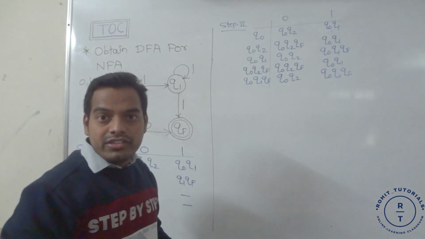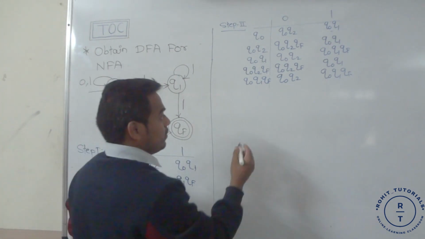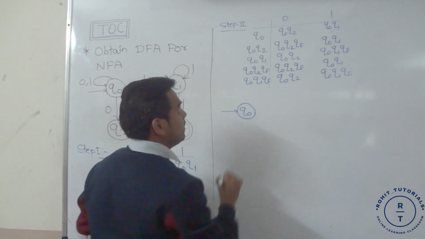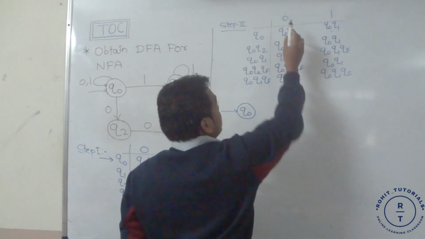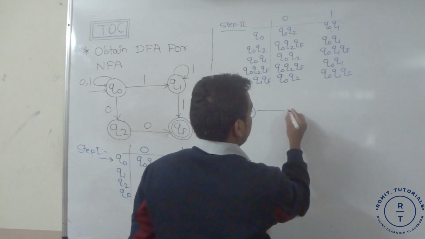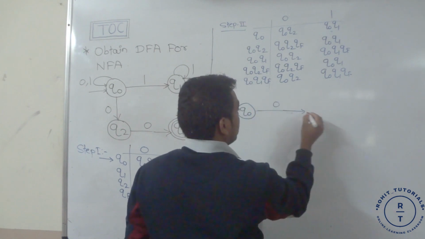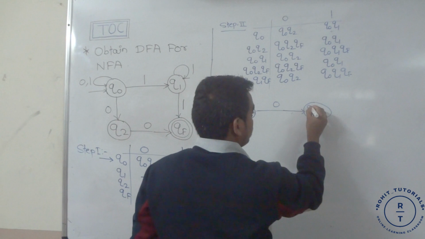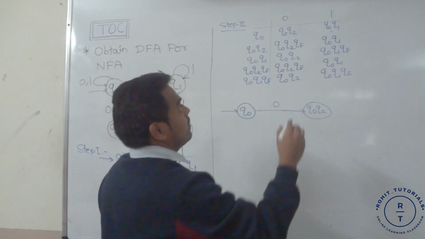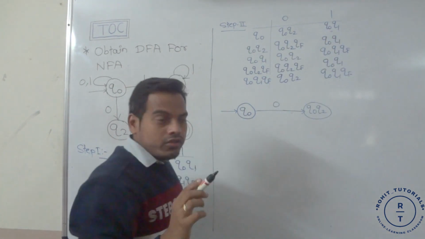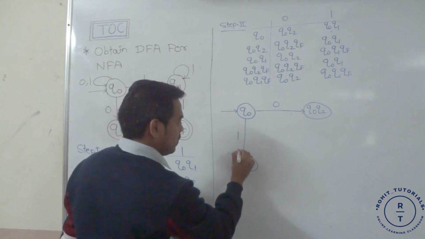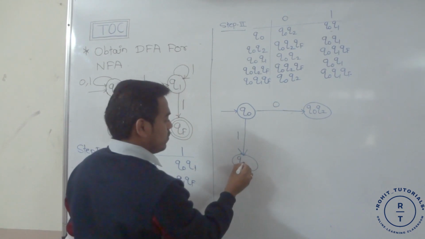Now draw the state transition diagram from the given table. Here the first state is Q0, that is the initial state. Whenever 0 input occurs, it goes to Q0, Q2. Next, whenever 1 occurs, it goes to Q0, Q1.